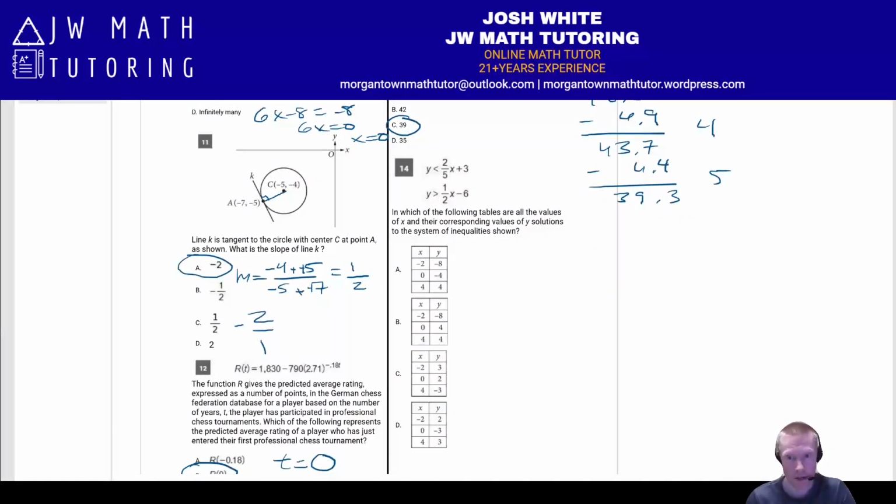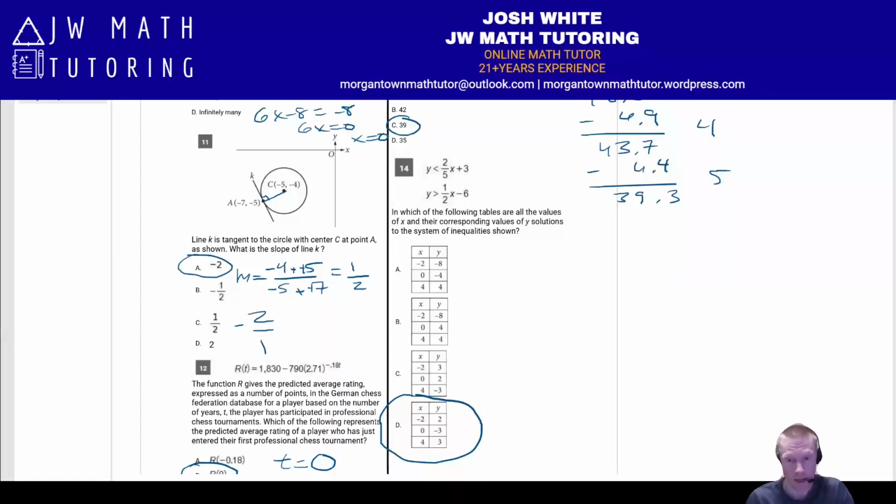Here we have a system of linear inequalities, and they want to know which of these is the solution to it. Again, this one's kind of a pain because technically you have to check multiple points, since there is some overlap between some of the points among the different answer choices. So I'll just tell you the correct answer is going to be D.